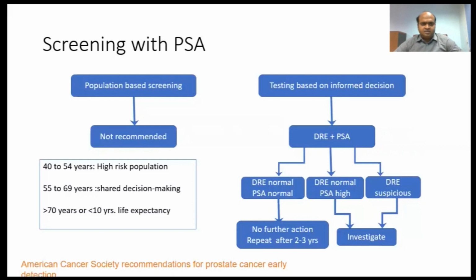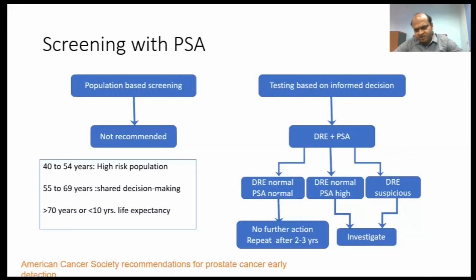So if I summarize the role of DRE and PSA, in a patient who is, say, 60 years old, if we do a DRE and a PSA, and if the DRE is normal and the PSA is normal, no further action is required. We may repeat both after 2 to 3 years. However, if the DRE is normal but the PSA is high, then they should be investigated further.